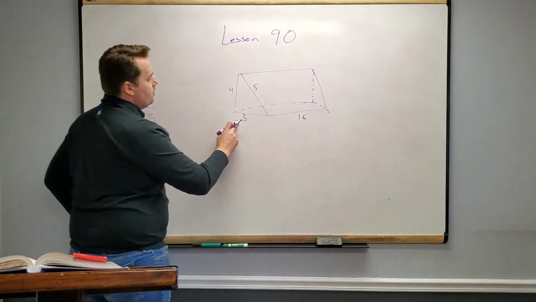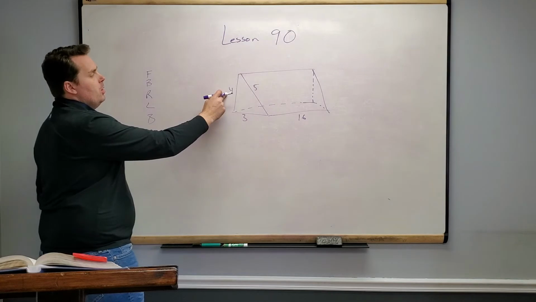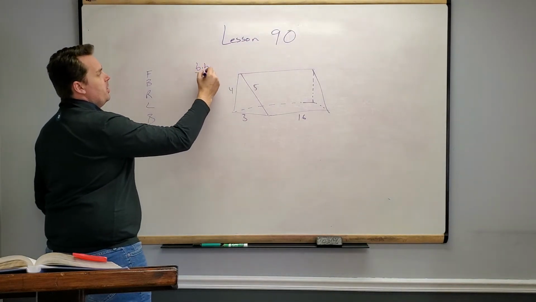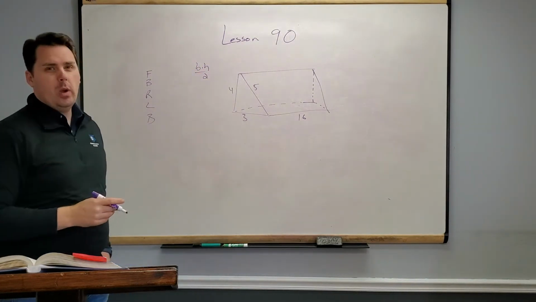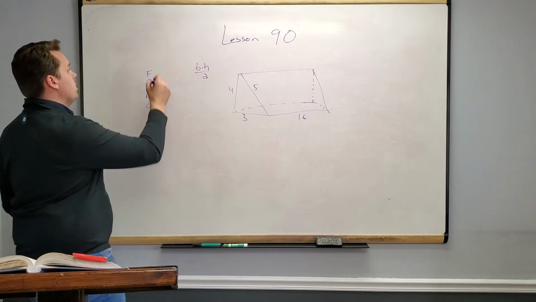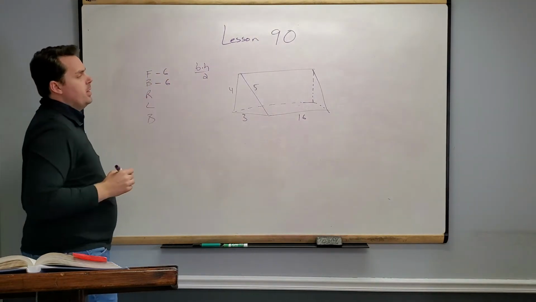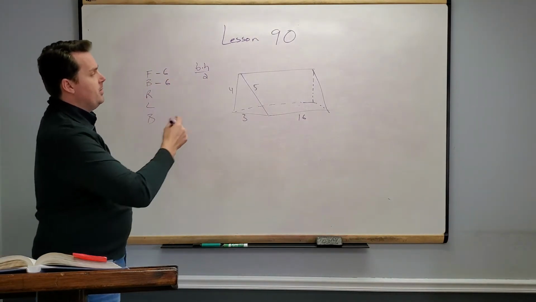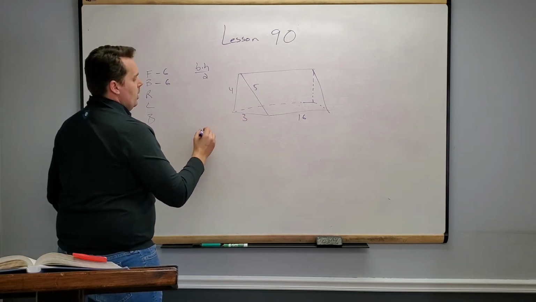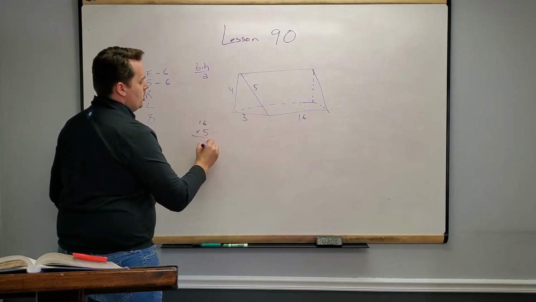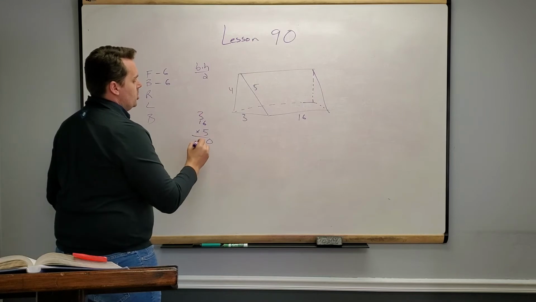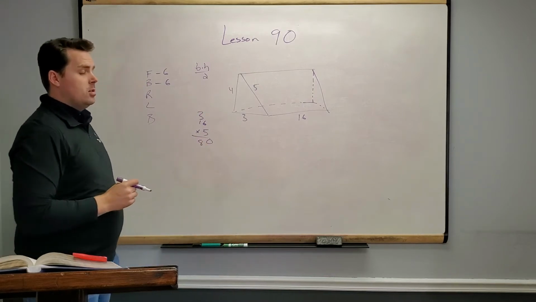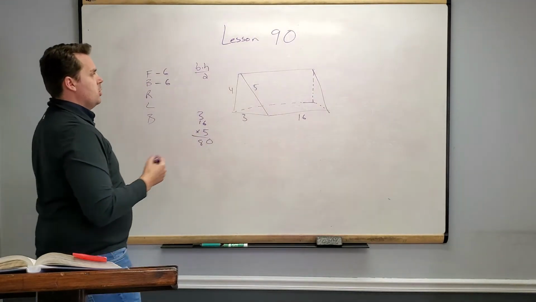Let's look at the front. The base is 3, the height is 4. The formula is base times height divided by 2. 3 times 4 is 12, divided by 2 is 6. So the front is 6, the back is 6. The right side is going to be 5 times 16, which is 80. So the right side is 80.